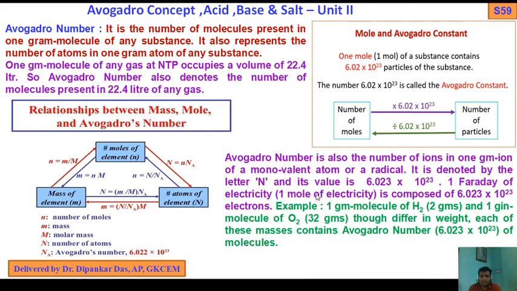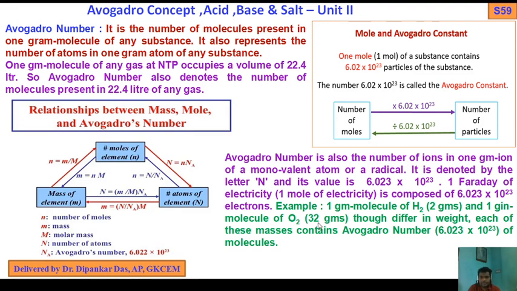1 Faraday of electricity, which is nothing but 1 mole of electricity, is composed of 6.023 × 10^23 electrons. So Avogadro number is also the number of ions in 1 gram ion of a monovalent atom or radical. It is denoted by the letter N and sometimes N_A, and its value is 6.023 × 10^23.